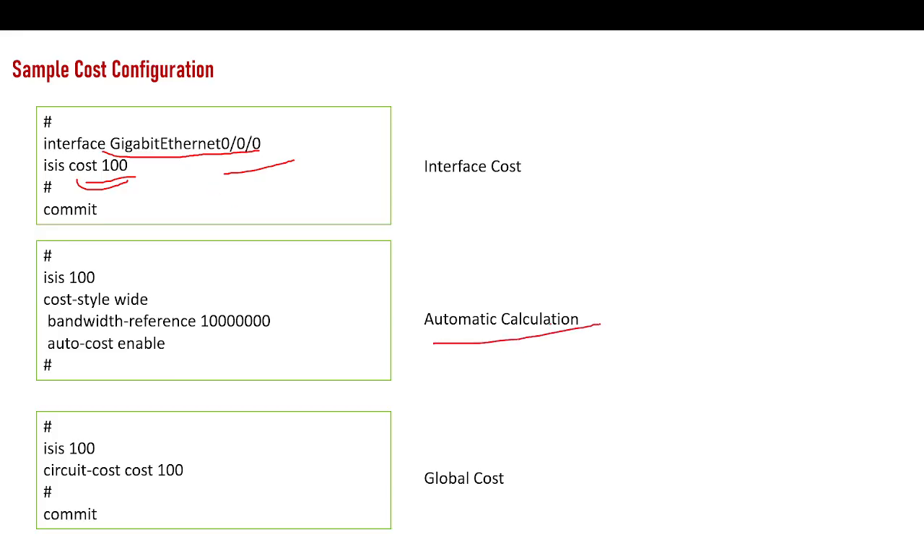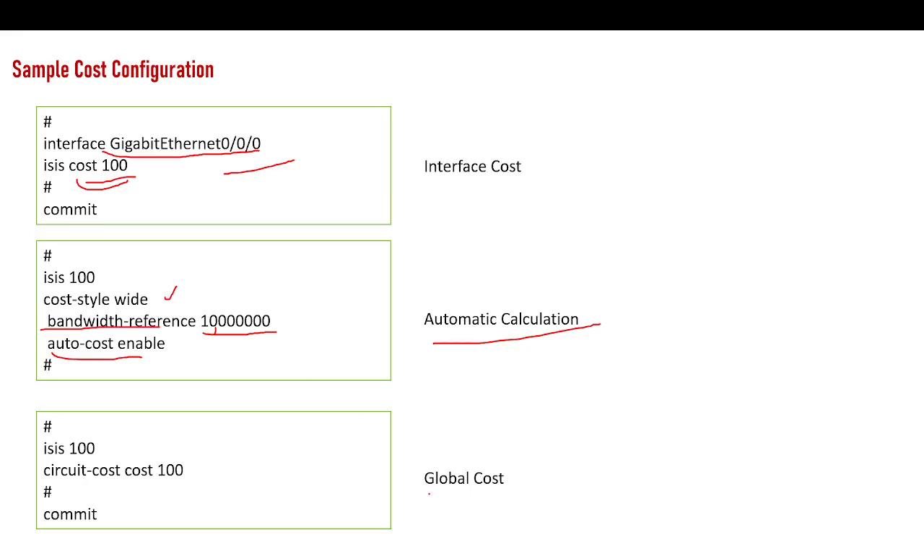For automatic cost calculation, you can see that we are setting the reference bandwidth to 10 million, and then we enable auto cost. So the cost will be calculated based on the bandwidth reference. And then the cost style, we are also setting it to wide.